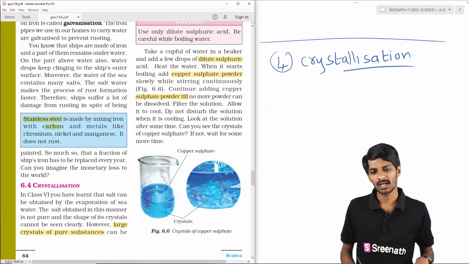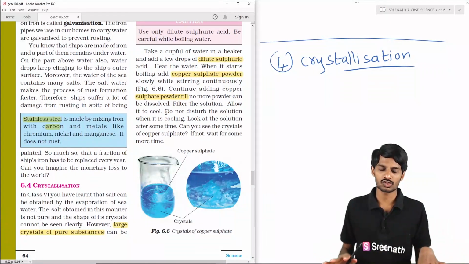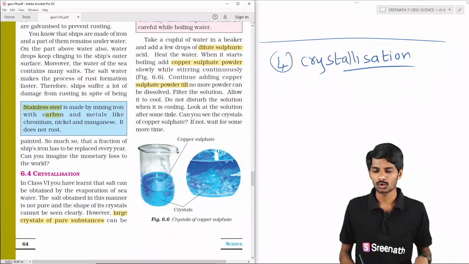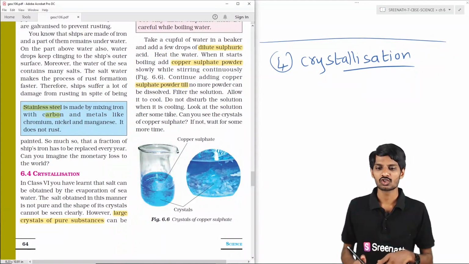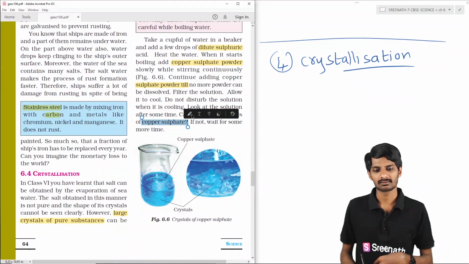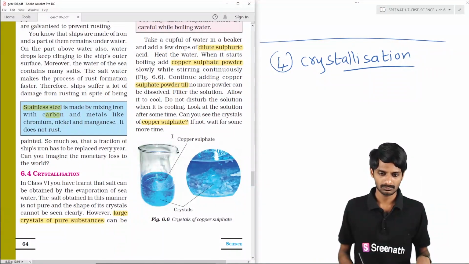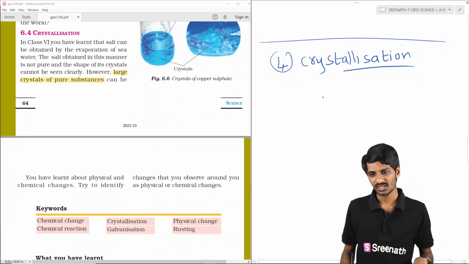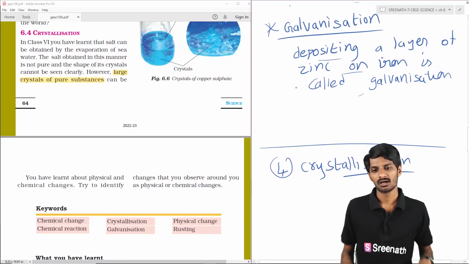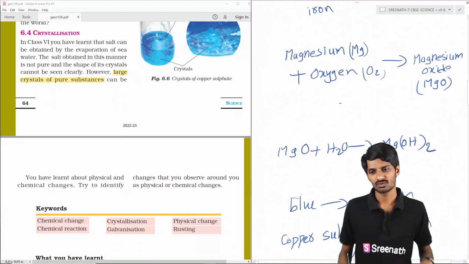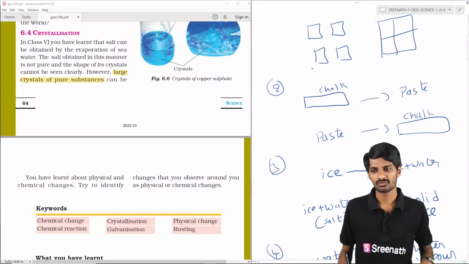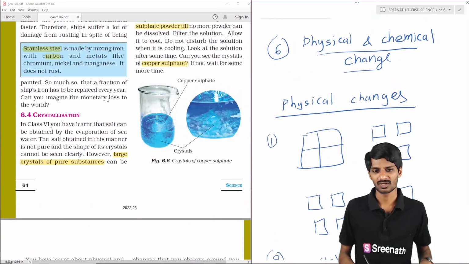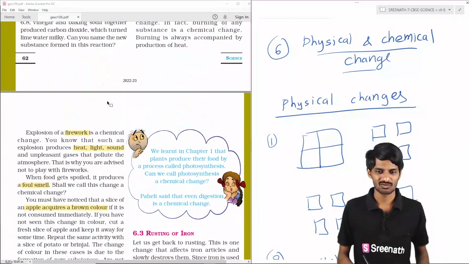After some time, filter the solution and leave it. Do not disturb the solution. After some time you will see crystals of copper sulfate. In this way you will get crystals, students. That is all about crystallization. This is the chapter about physical and chemical changes. Hope you have understood well, students.